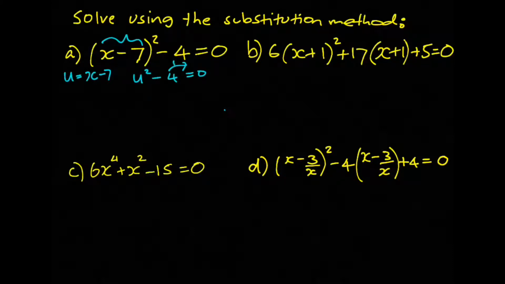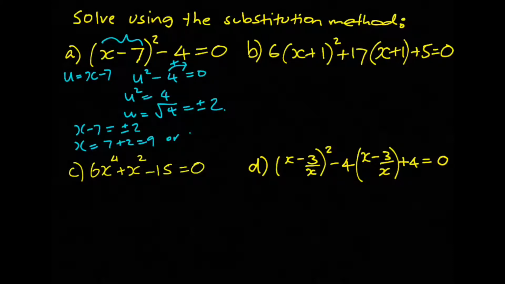4 comes over to plus. u squared equals 4, so u equals the square root of 4, which equals plus or minus 2. Now we sub in for u, so x minus 7 equals plus or minus 2. So x equals 7 plus 2 equals 9, or x equals 7 minus 2 equals 5.